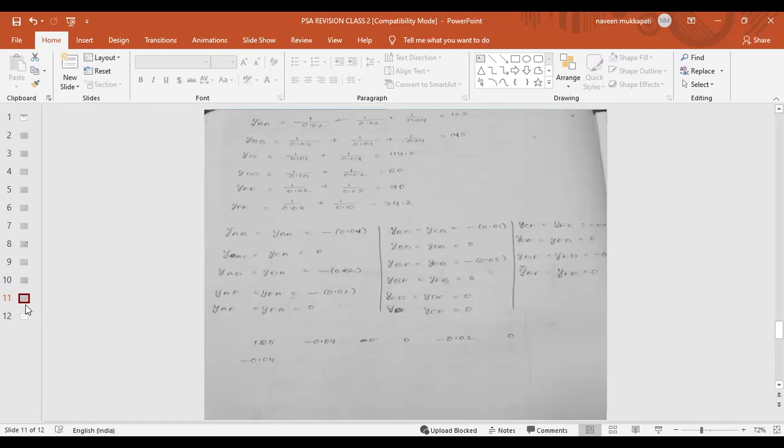By using these formulas, we calculate these various values. By using these formulas, we are calculating the different values, that is the Y bus matrix.